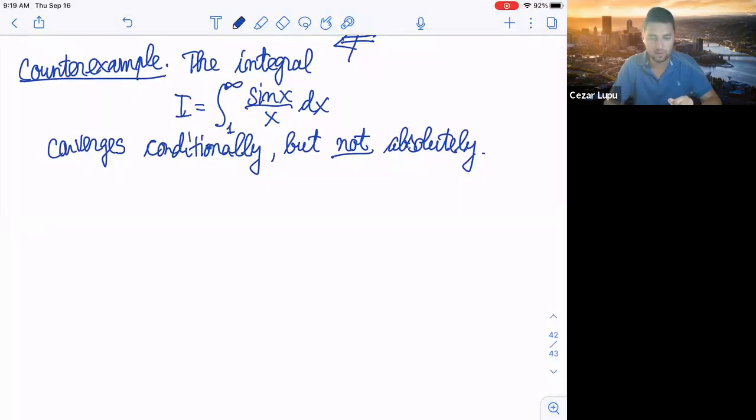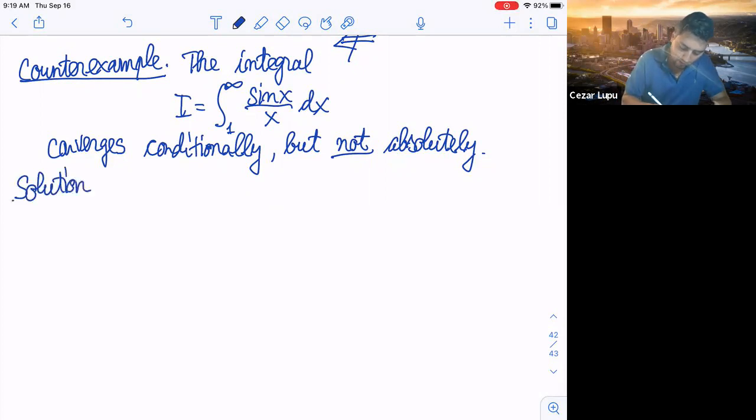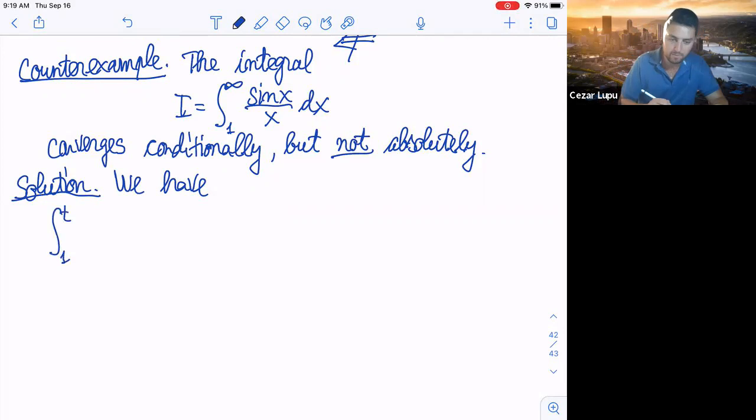All right, so let's deal with this one. This is a pretty simple example. Let's just deal with this integral. We would like to see the convergence. As you can see, you have the function sin(x)/x. So let me take the integral from 1 to t of sin(x)/x dx.